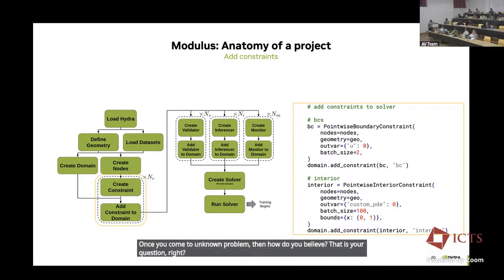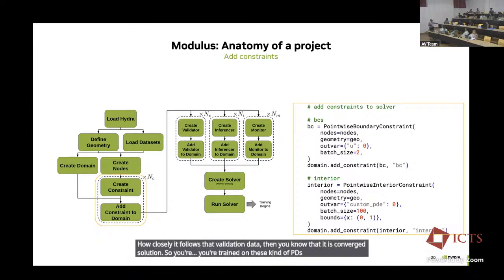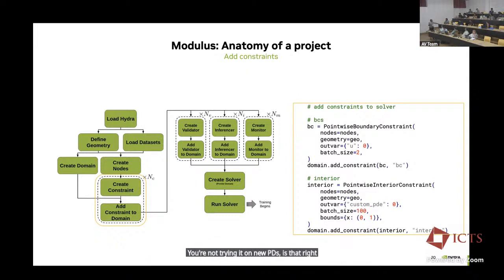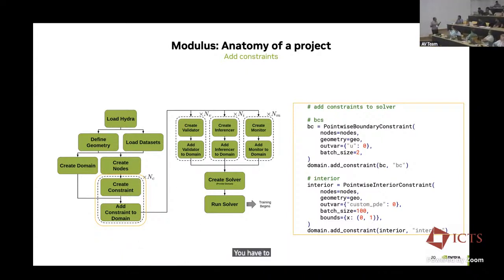Yes. So how closely it follows the observations, or how closely it follows the data, you have to check with the data. In any neural network, you have training data, testing data, and validation data. With validation data, you check how closely it follows that data. Then you know that it is a converged solution. So you're trained on these kinds of PDEs already, you're not trying it on new PDEs? You have to have data, right?